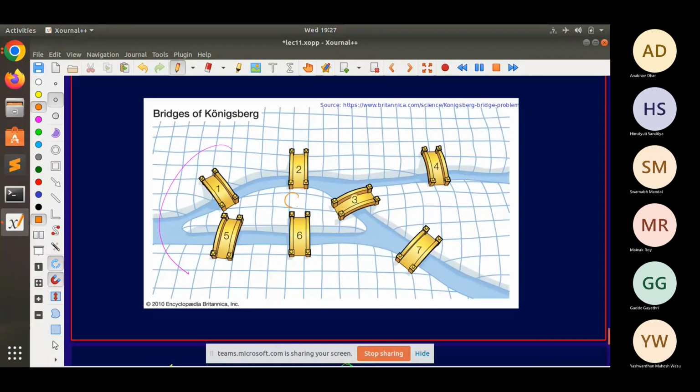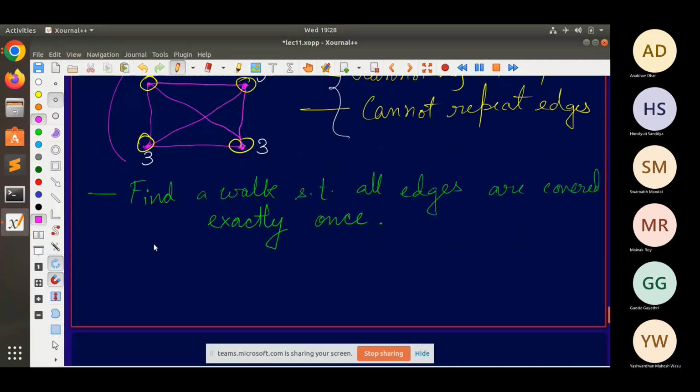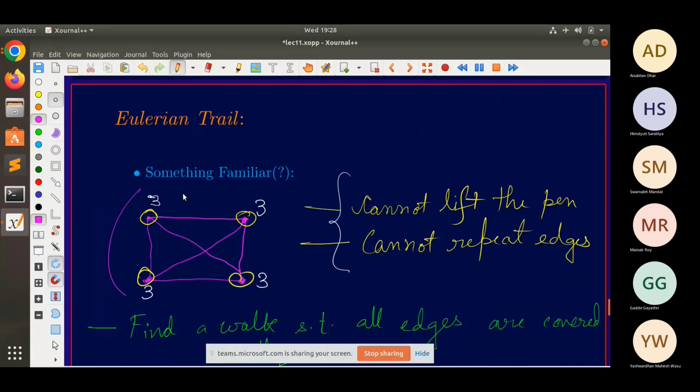So you can actually formulate this as a graph like this. There can be multi-edges. That's not a problem. And you'll observe that the degree of this vertex, this vertex, this vertex, as well as this vertex, all are odd. So since you can only afford at most two odd vertices, you cannot have a walk that covers all edges exactly once. In particular, a walk that covers all edges exactly once is called an Eulerian tree.